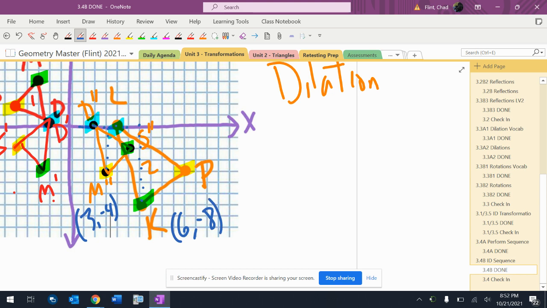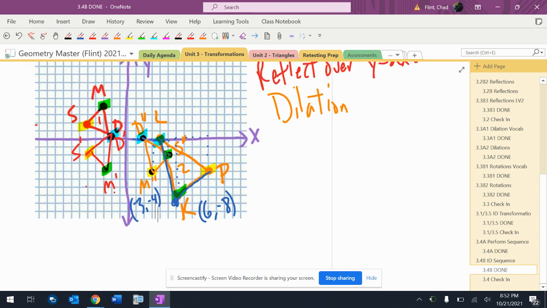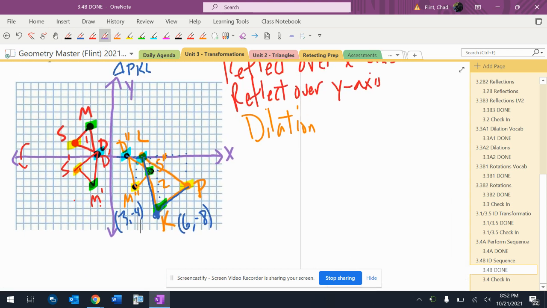Let's see. 1, 2, 3, 5, 1, 2, 6, 7, 8, 9, 10, 1, 2, 3, 4. All right, so this point should be right there. So I had a couple of little mistakes on here. All right, if I put that there, then it's 6, negative 8. And the dilation is going to be times 2. So the dilation is scale factor equal to 2.